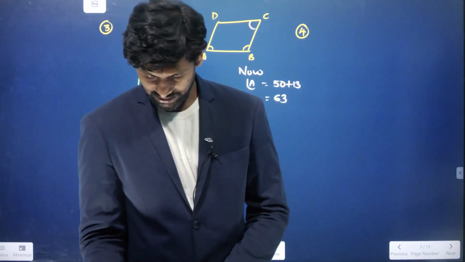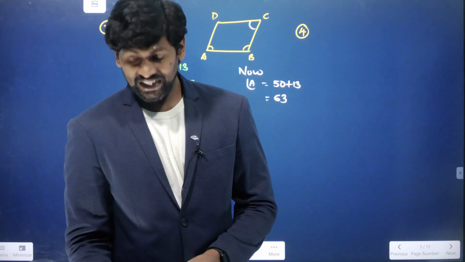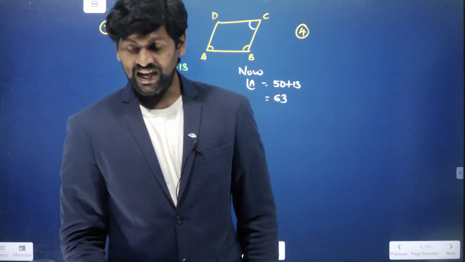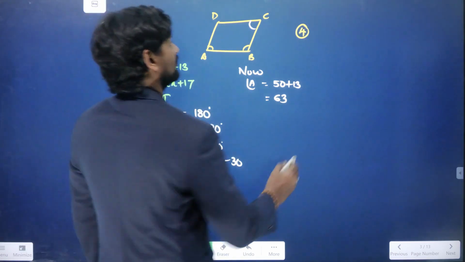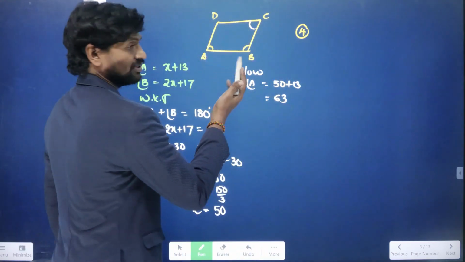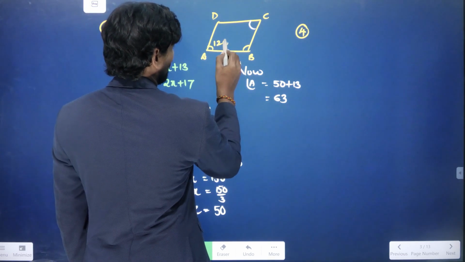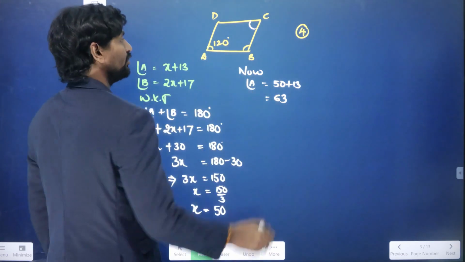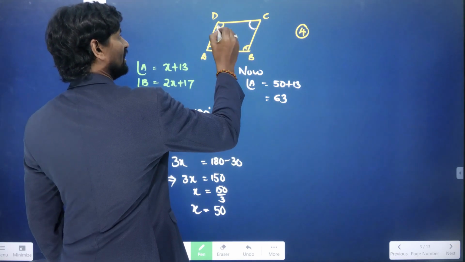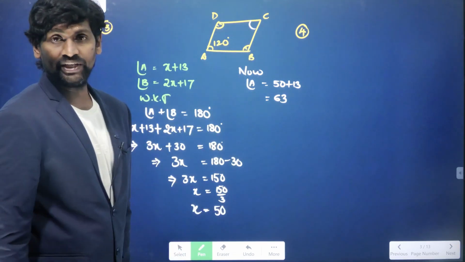Right, that is given that ABCD is a parallelogram, angle A is 120 degrees, then angle B plus angle D. ABCD is a parallelogram. I am not taking again the diagram, so this diagram I am going to use. Angle A is 120 degrees. We need to find angle B and angle D, the sum of B and D.